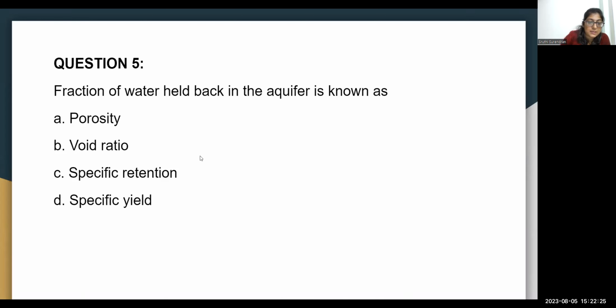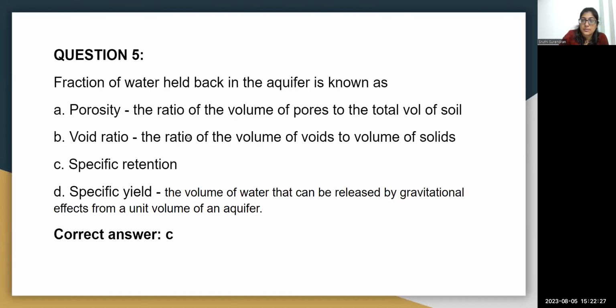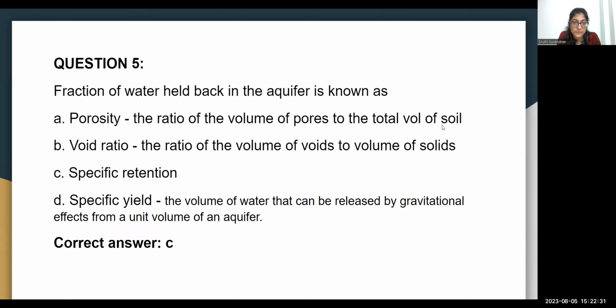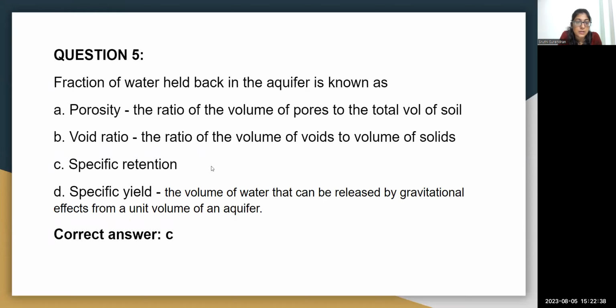Okay, I'll move on to the answer. So the answer to this question is specific retention. So let's go into the other terms as well. So the first option is porosity.